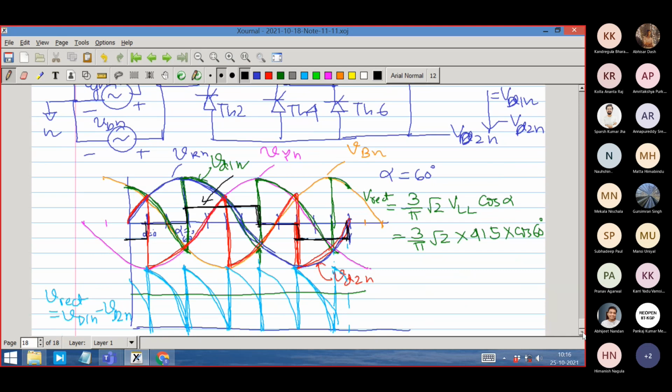Similarly, with a 120-degree shift, you can get other current waveforms. I am not drawing it. You know what it will be. Just a 120-degree shift you have to give to this waveform. But this waveform is this.